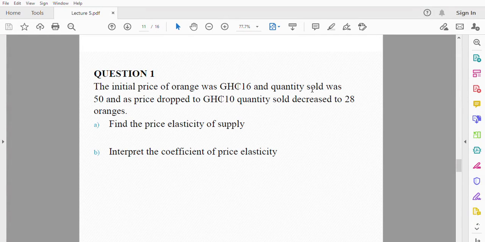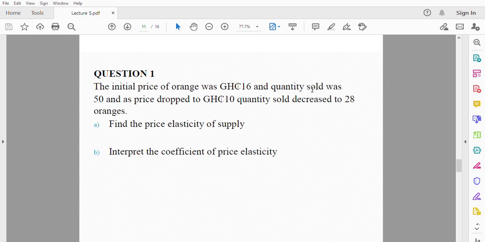Let's look at this question which requires from us the application of what we've learned on determination of elasticity of supply. Question 1: the initial price of orange was 16 Ghana cedis and quantity sold was 50, and as price dropped to 10 Ghana cedis, quantity sold decreased to 28 oranges. Find the price elasticity of supply, and second, interpret the coefficient of elasticity.